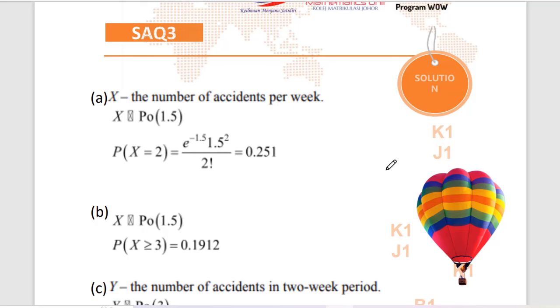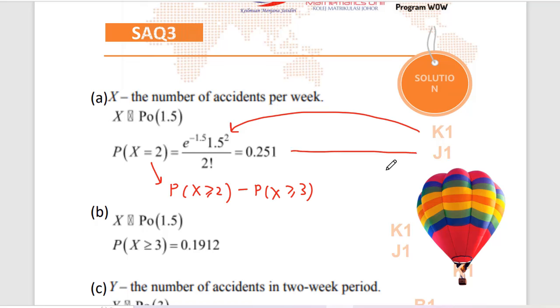So, satu awak boleh guna formula, satu lagi awak boleh guna table. Kalau nak guna table, okay, kita boleh dapat probability X greater than equals to 2 minus probability X greater than equals to 3. Nanti awak akan dapat juga jawapan yang sama, which is 0.251. So, K1 ni adalah you punya working. Okay, ini formula ataupun this one lah. Okay, and then J1 is the answer. Right?